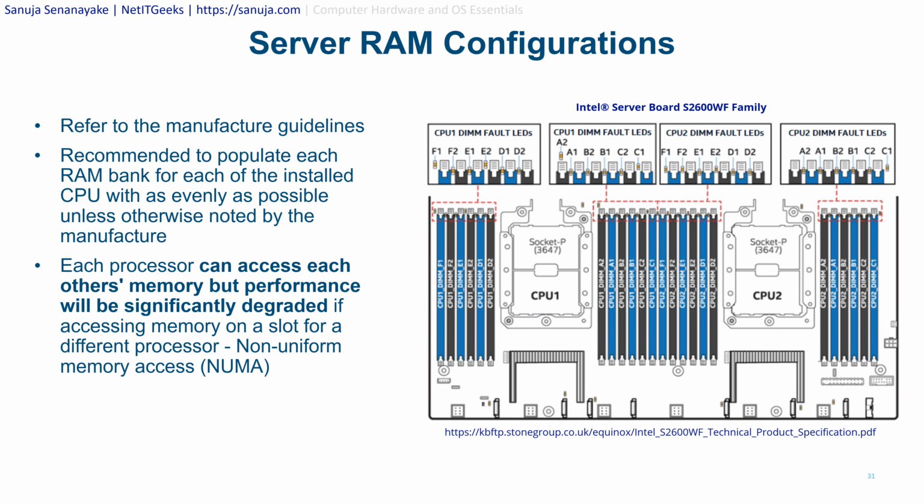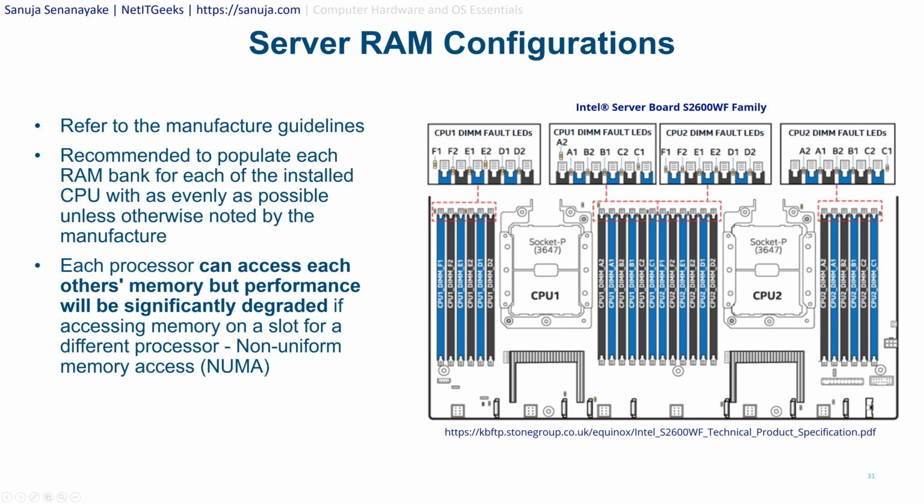So we're going to switch gears to server RAM configurations. Just like with a desktop motherboard, you have to refer to the manufacturer guidelines for installing server RAM. It is recommended to populate the RAM banks for each installed CPU as evenly as possible, unless otherwise noted by the manufacturer. What that basically means is, if you have a limited number of RAM modules, please populate your RAM accordingly.